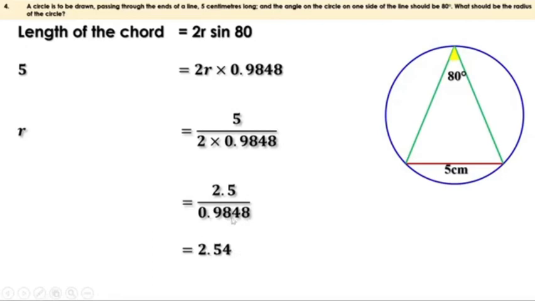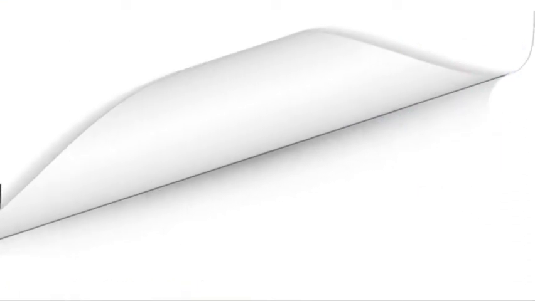If we multiply the numerator and denominator by 100, we can divide easily. 250 divided by 98 will come. That is equal to 2.54. Okay, 2.5 into 100 is 250 and 0.98 into 100 is 98. So 250 divided by 98, 2.54. So radius of the circle is 2.54. Clear, children? So radius is equal to 2.54 centimeters.